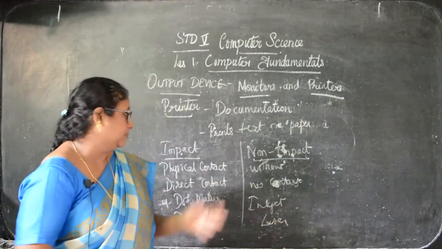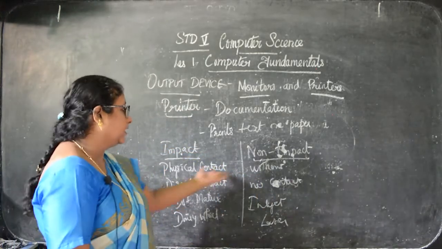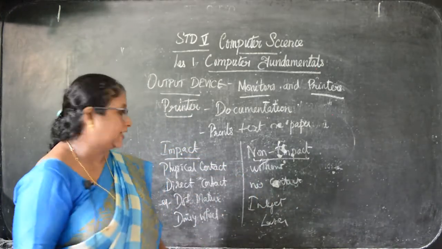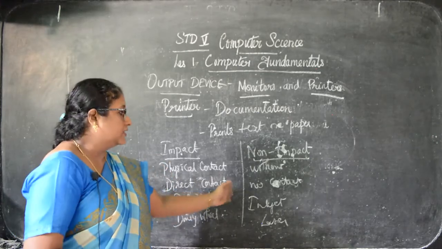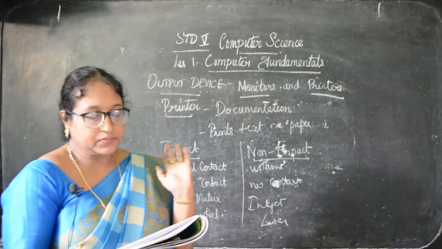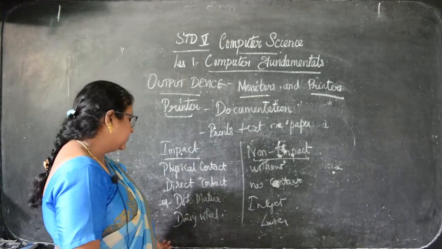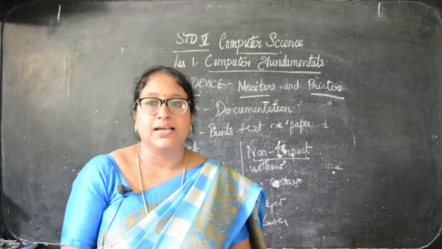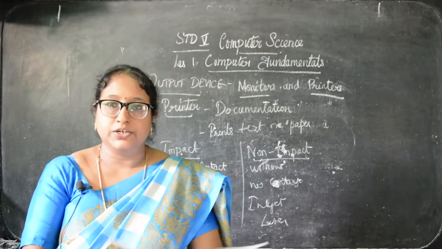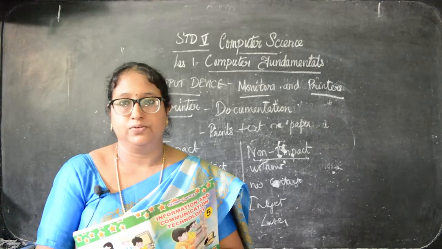So this is the difference between the impact and the non-impact, children. Impact means it comes in physical contact, non-impact without any physical contact. In impact there is a direct contact with the paper, and here there is no contact between the printing component and the paper. The examples are dot matrix and daisy wheel. Non-impact printers, the examples are inkjet printers and the laser printers. Okay, children. So by this we are finishing this lesson. In the next class we'll start with a new lesson. Okay, children. Thank you.